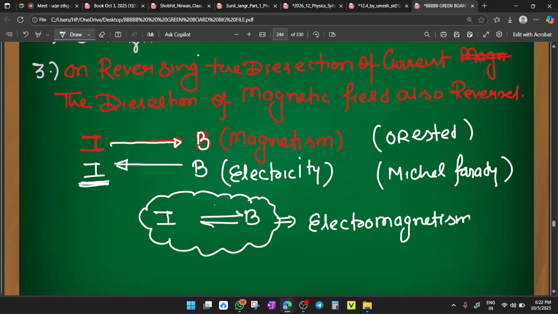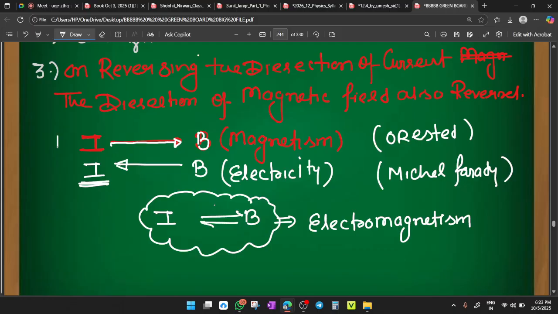electromagnetism. And you can see there is an interrelation between electricity and magnetism. There is a production of electricity with the help of magnetism. This is called electromagnetic induction.